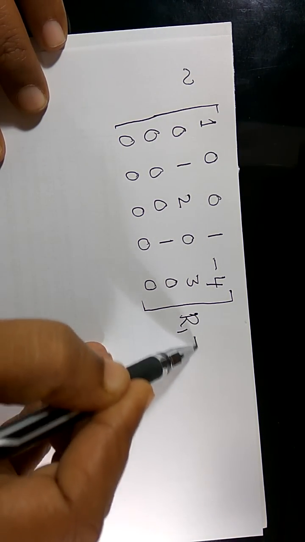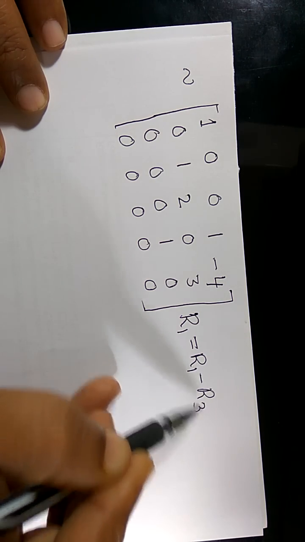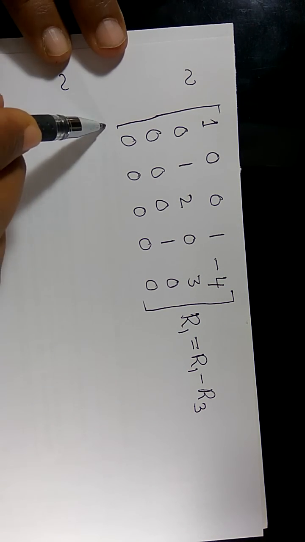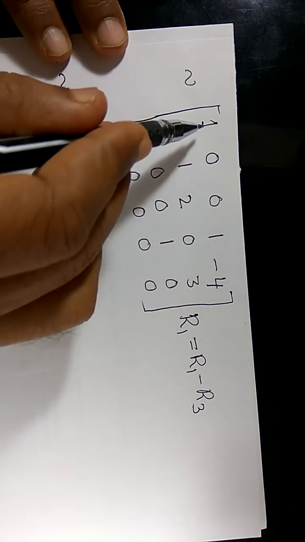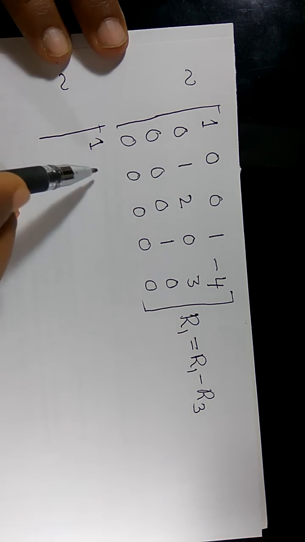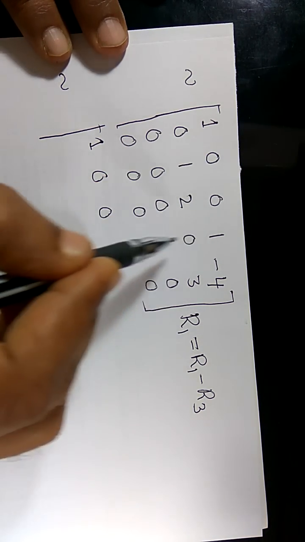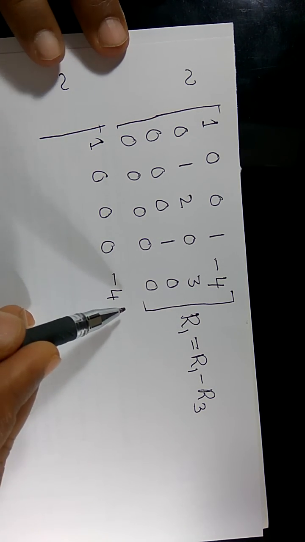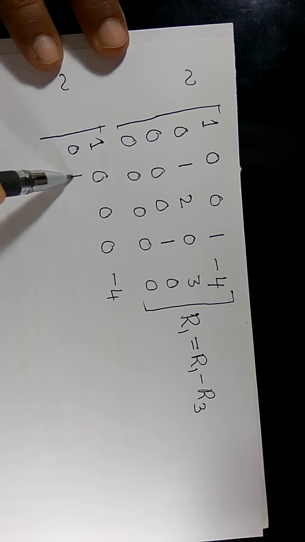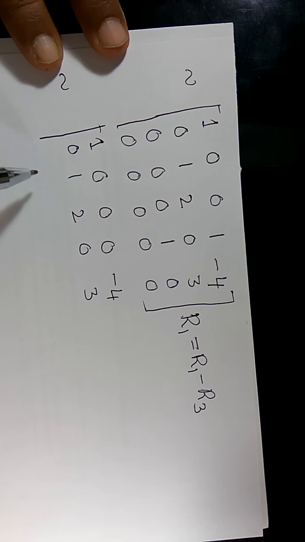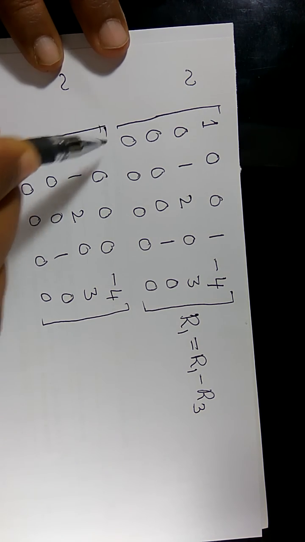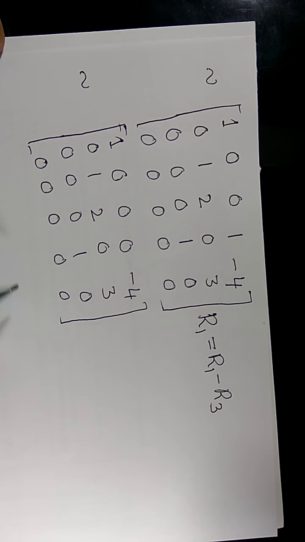Now I can operate R1 is equal to R1 minus R3, right? Again R1 is going to change. So 1 minus 0, it means 1 only. 0 minus 0, 0 minus 0, 1 minus 1, 0, minus 4 minus 0, minus 4 only, right? So R2: 0, 1, 2, 0, 3. Next row as it is, 1, 0. Last row as it is. So we have obtained a new matrix.